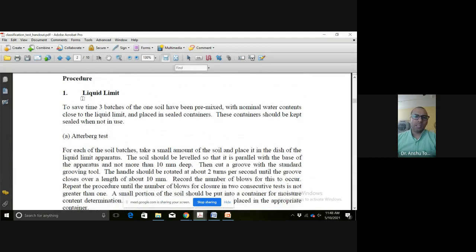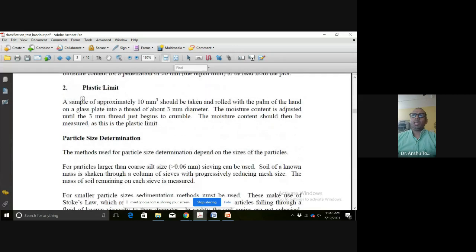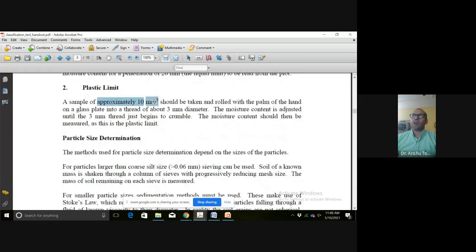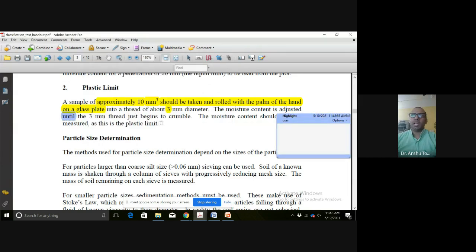Now, after this, the procedure is given, and after the procedure, the same procedure which has been explained, a sample of approximately 10 mm cube should be taken and rolled into the palm of hand on a glass plate into a thread of 3 mm in diameter. The moisture content is adjusted until, see, this word is very important, until this 3 mm thread just begins to crumble.